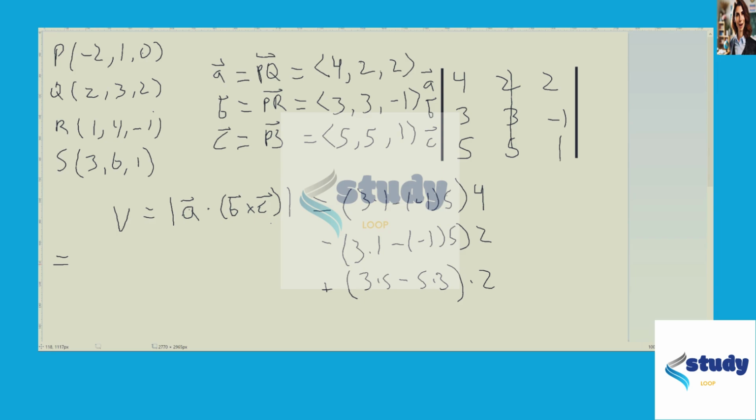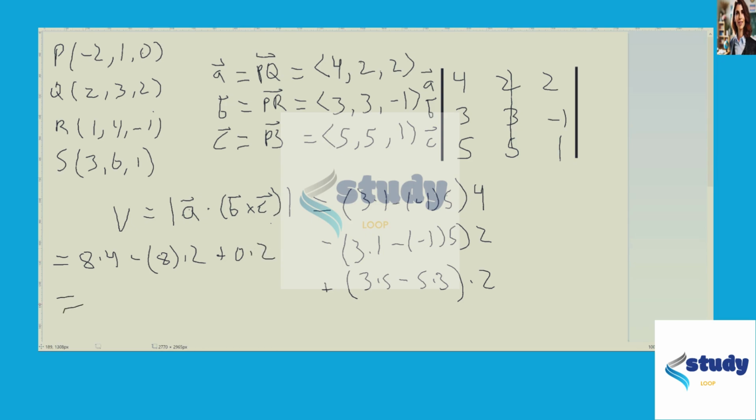So we're looking at 3 minus negative 5 times 4, minus 3 minus negative 5 times 2, plus 15 minus 15 times 2.